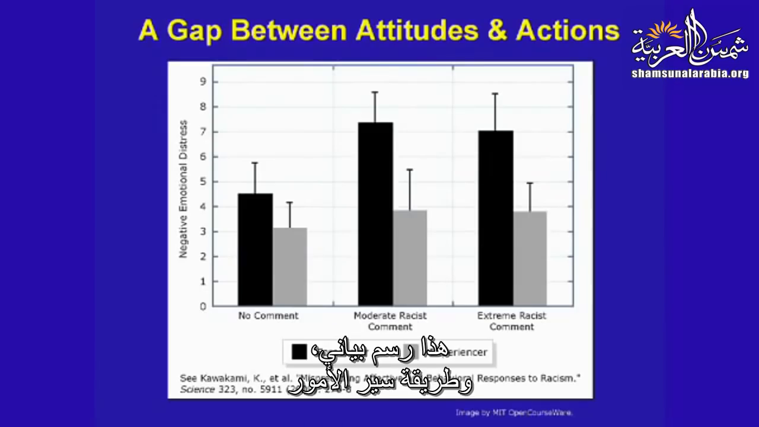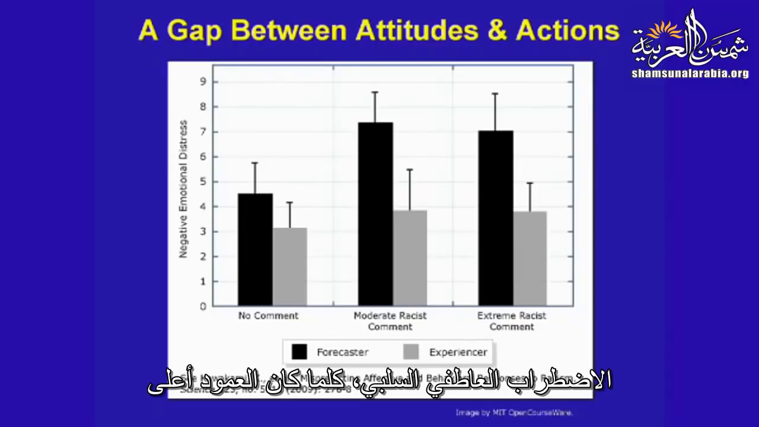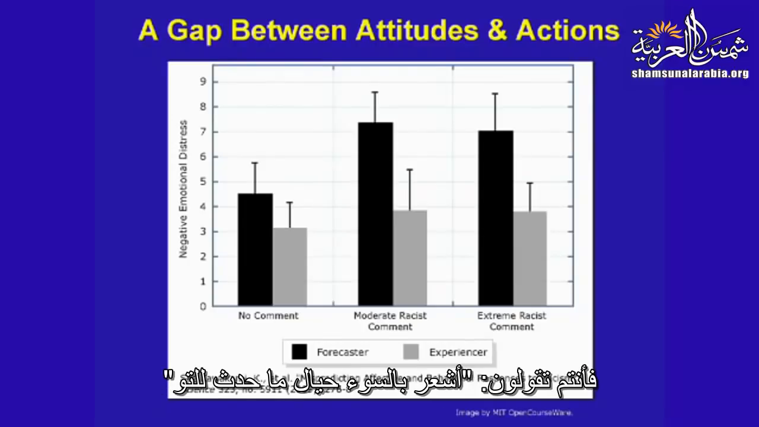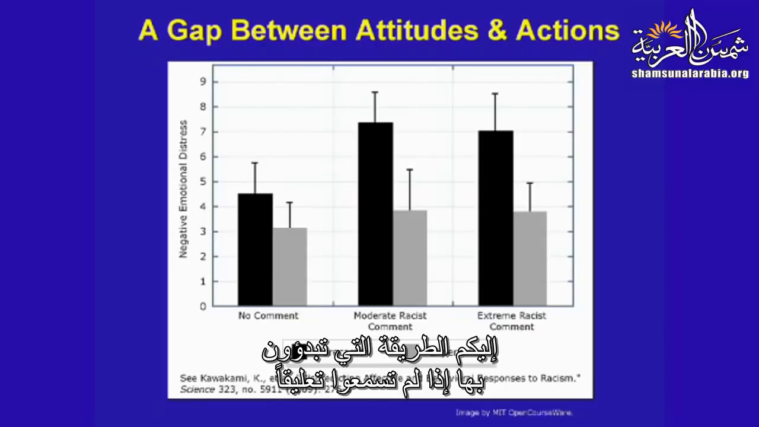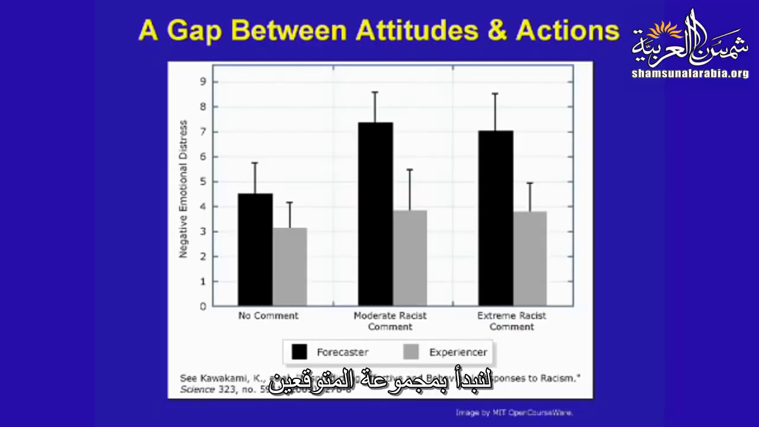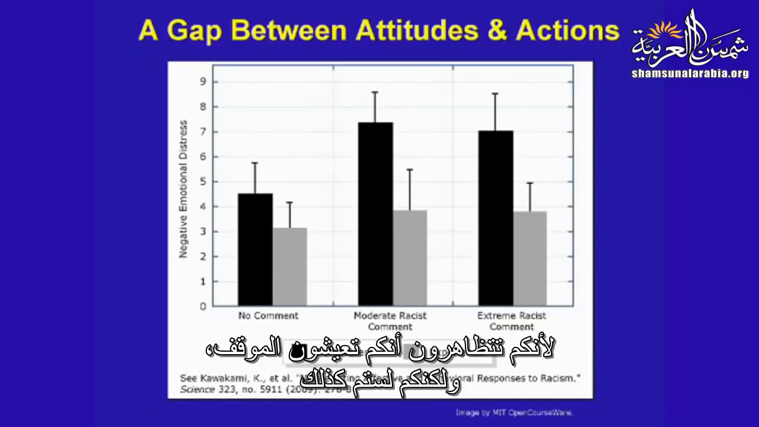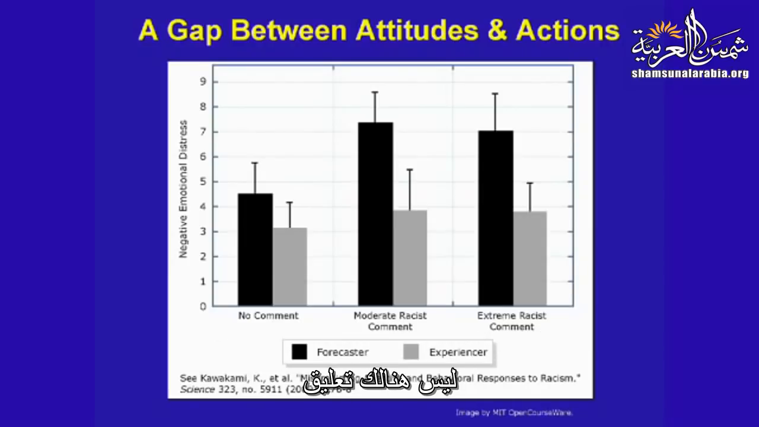Here's a graph, and here's how this works. Negative emotional distress: the higher the bar, the more you say, I feel really bad about what's just happened, I just heard this comment or no comment. So let's take a look. If you heard no comments, here's how you begin. Let's start with the forecasters. All of you are forecasters because you're pretending you're in the situation, but you're not in it. So there was no comment. That's sort of average or something. And then you said, if you heard a racial slur, you would feel terrible. You would feel terrible.